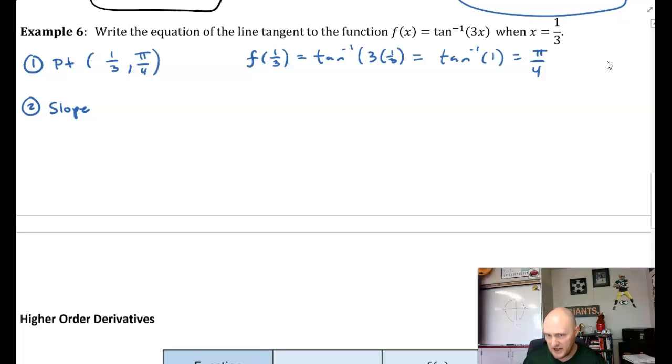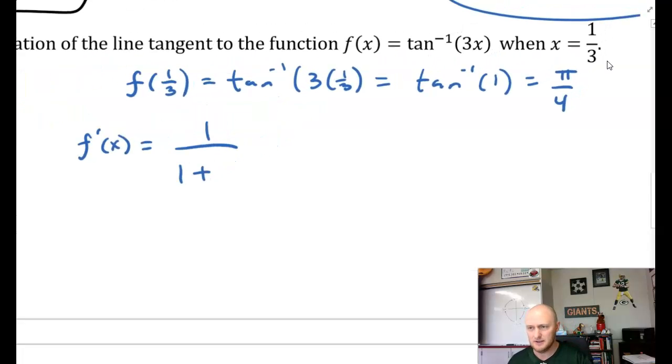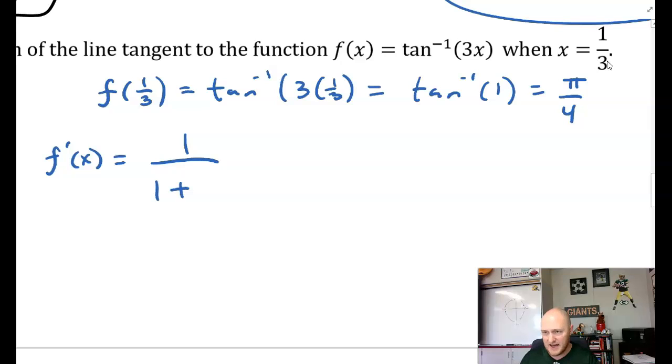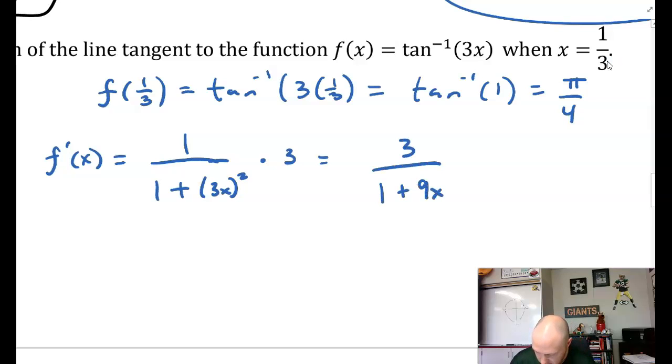Well, I'm going to have to differentiate. So first, I need to find f prime of x. Okay, arctan. Well, that's 1 over 1 plus x squared. Again, in this instance, I don't have just x. I have a u in there. U is equal to 3x. So this is 3x quantity squared times the derivative of the inside, which is 3. And I'll just clean this up. And we get 1 plus 9x squared. Okay, so there is arctan.